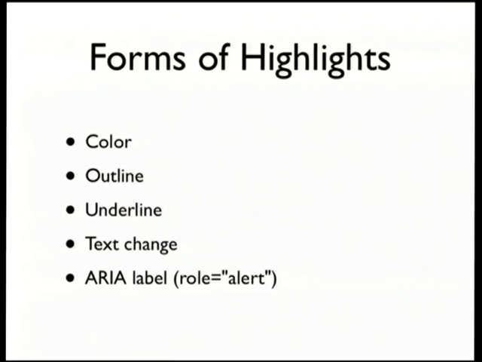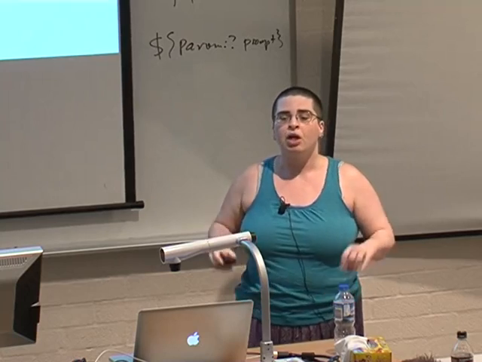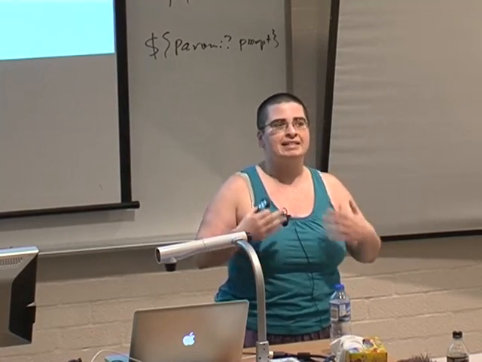You can change the outline of the element. You can throw it up in a box and give it a dotted outline or a dashed outline. You can underline it. If you have an error that you want to call to the user's attention, you can change the text around something and pop up a little post-it note to the side saying, error! You can give it an ARIA label. There is an ARIA role for alert, and that is there to indicate that something has changed, this is an error, this is an alert, this is something you should pay attention to. The more of these you can use in any single interaction, the better.